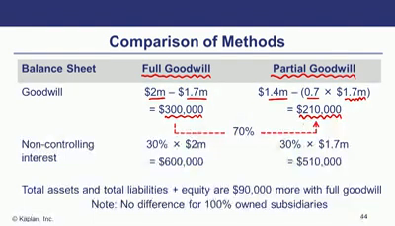Again, notice how easy it is to move between the two figures. If you've got full goodwill, all you need to do is take that figure, multiply by 70% our ownership stake, and that gives us partial goodwill. Likewise, if you've been given partial goodwill and you need to get to full goodwill, all you need to do is divide by 0.7 and you're going to get full goodwill.